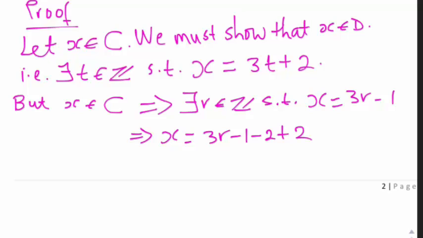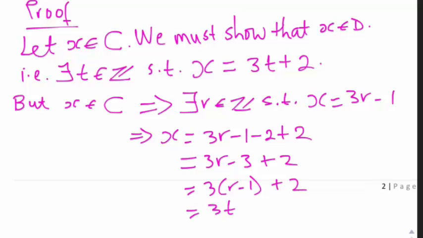It's a trick we would perform very often in abstract algebra, and I need you to catch the trick. I subtracted 2 and added 2. Haven't done anything yet. A little algebra, our old friend algebra. This becomes 3R minus 3 plus 2, which is 3 into R minus 1 plus 2, which is 3t plus 2, where t equals R minus 1.